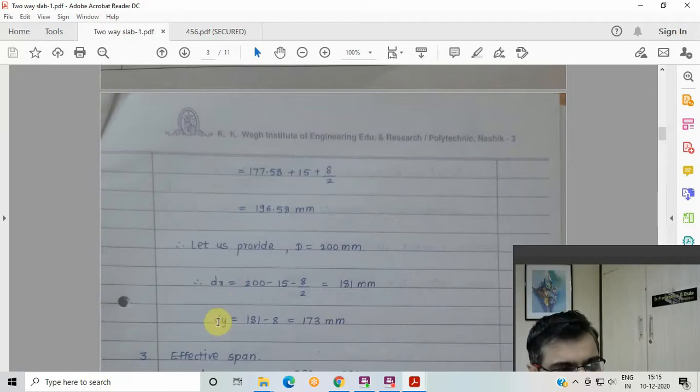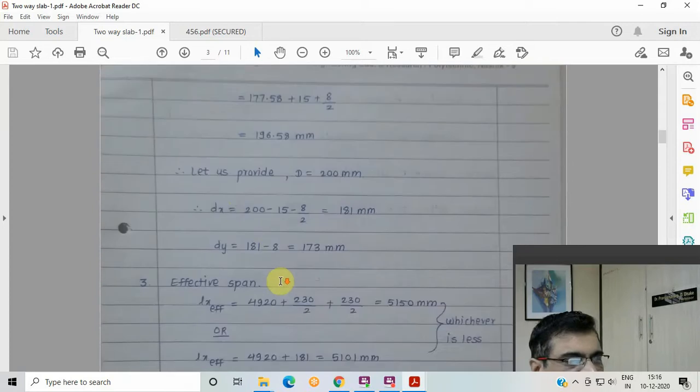Now dx and dy, what's the difference? So dx is the effective depth for the short span bar, and the long span bar is kept just above the short span bar, and hence half the bar diameter of short span bar and half the bar diameter of long span bar is subtracted. So total 8 mm is subtracted, and we got here dy as 173 mm.